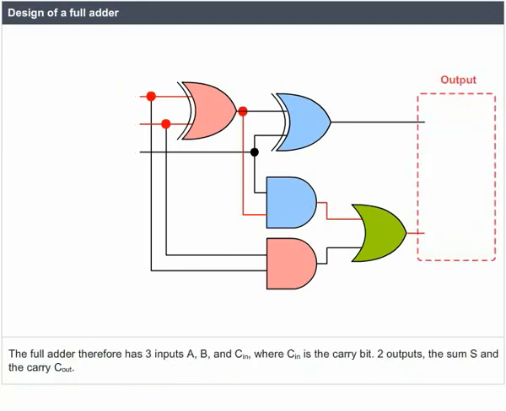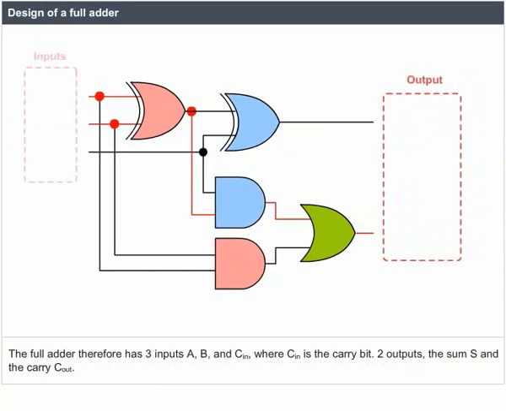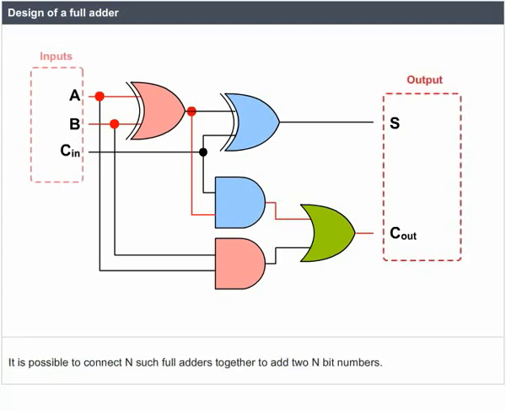The full adder therefore has three inputs, A, B, and C in, where C in is the carry bit, and two outputs, the sum S and the carry out. It is possible to connect n such full adders together to add two n-bit numbers.